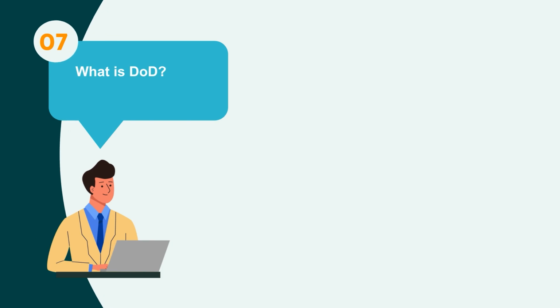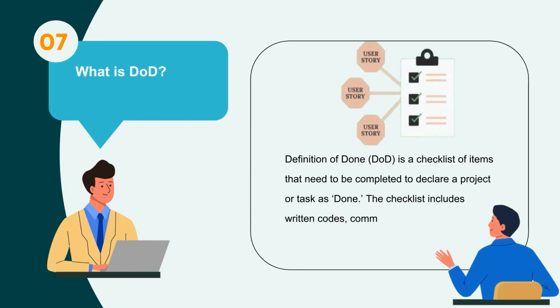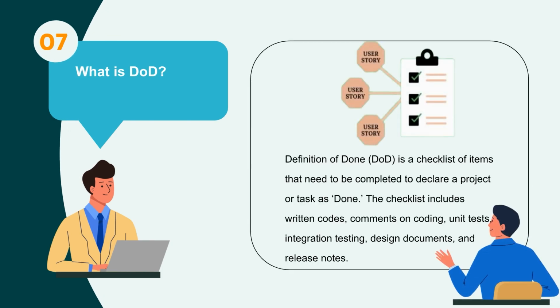7. What is DoD? Definition of done. DoD is a checklist of items that need to be completed to declare a project or task as done. The checklist includes written codes, comments on coding, unit tests, integration testing, design documents, and release notes.